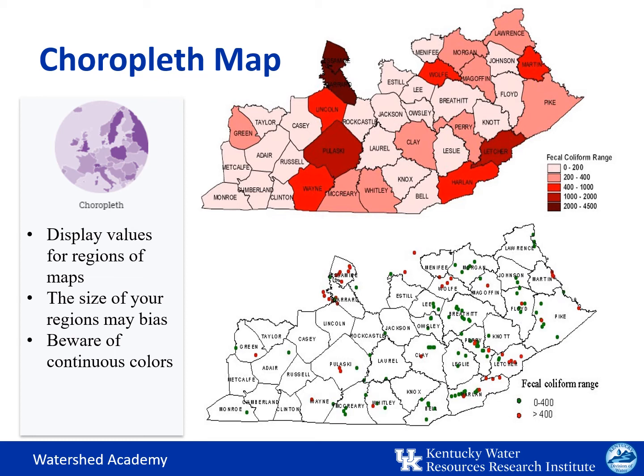But be careful. You can see, for instance, Pulaski County, you're seeing a large dark red spot, but it's only being represented by very few sampling points. So the size of your region can bias the way that map looks. And in that case, you may consider using a dot map or something like that.